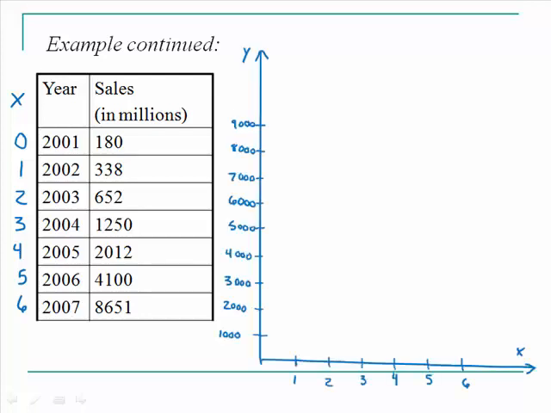Now let's plot each of the data points from our table. At 0, we have the point (0, 180). Then we have (1, 338), (2, 652), (3, 1250), (4, 2012), (5, 4100), and (6, 8651). The data clearly follows a pattern of exponential growth. Therefore, an exponential function seems to be an appropriate model here.